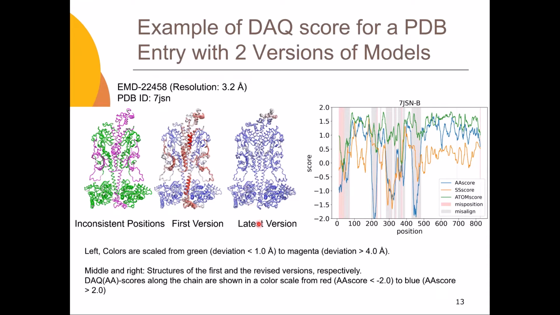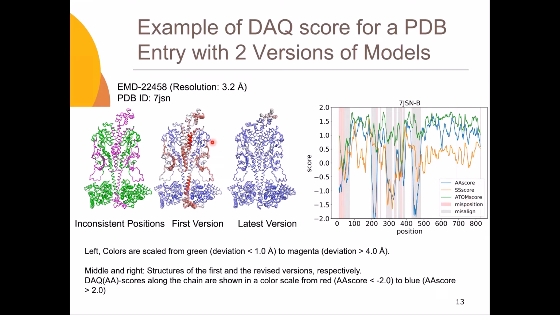In the updated version, the DAQ basically doesn't complain at all in the main domains. There are some remaining complaints in this region. Now we can see how the score distributes. The x-axis is the amino acid position. The y-axis shows the three scores: amino acid score, secondary structure score, and C-alpha position score.